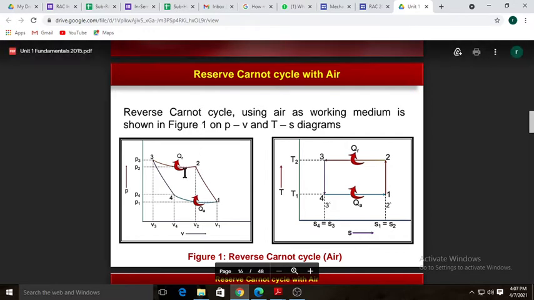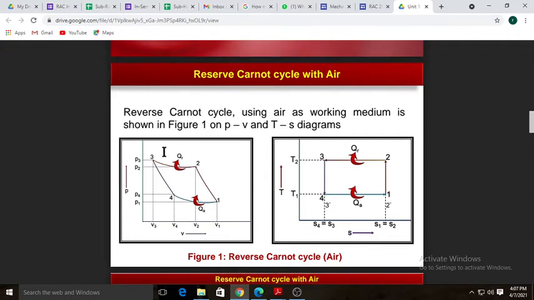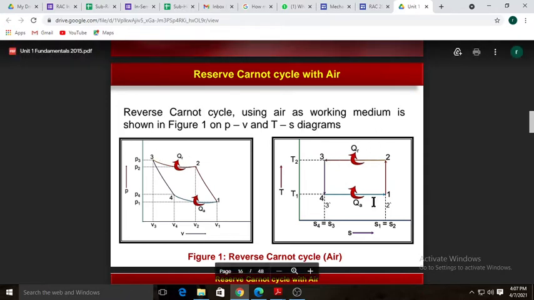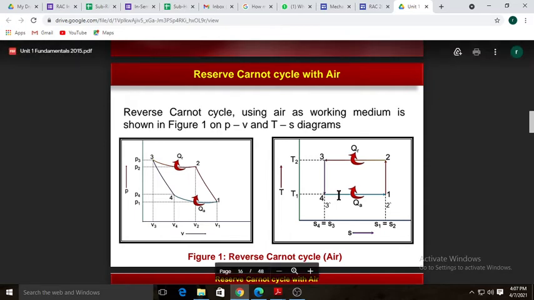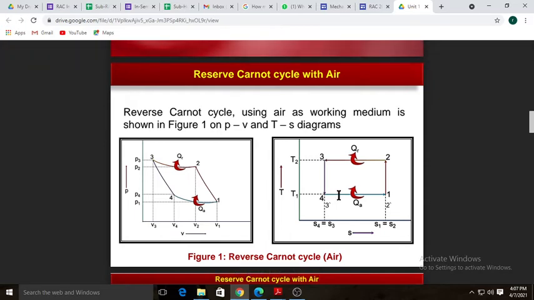Here you can see Q_A means heat addition and Q_R means heat rejection. Both the processes, heat addition and heat rejection, take place at constant temperature. This constant temperature heat addition and rejection are quasi-static, meaning the process has a number of equilibrium points. So these processes are actually impossible to carry out in practical life, and this Carnot cycle has maximum efficiency.